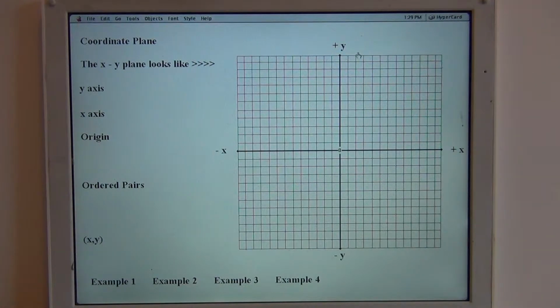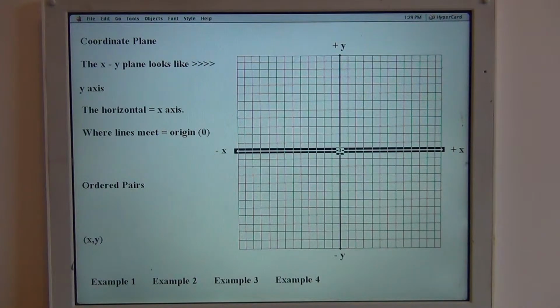Let's take a look. You'll notice here the center point where these two dark lines intersect is called the origin, and the value of the origin is 0. We have an x-axis, a horizontal axis, and it starts at 0 and goes in a positive direction to the right and a negative direction to the left. That's the horizontal axis, this one.